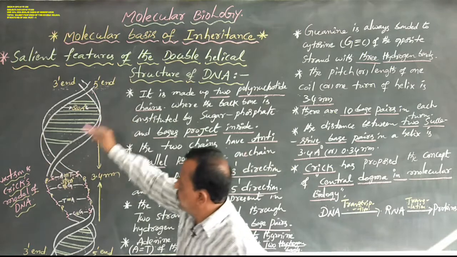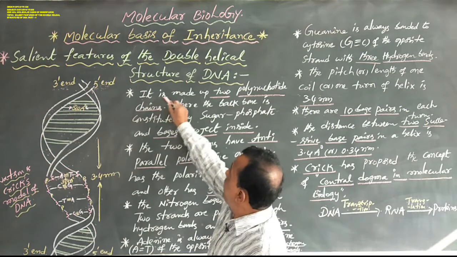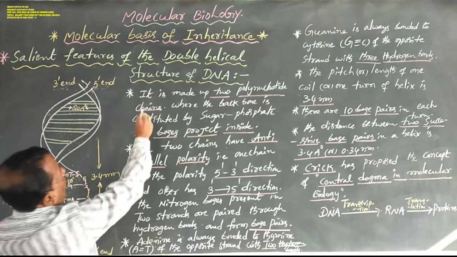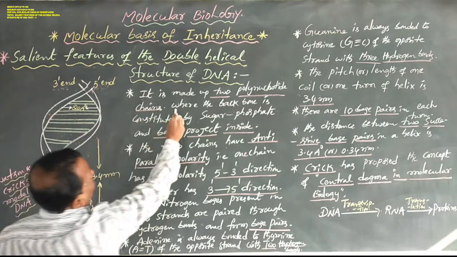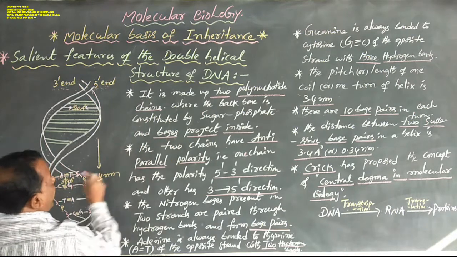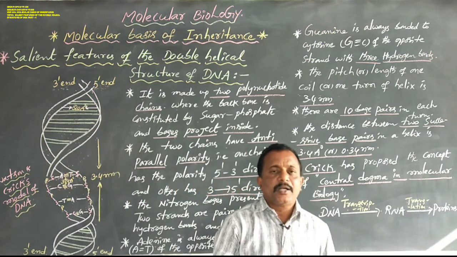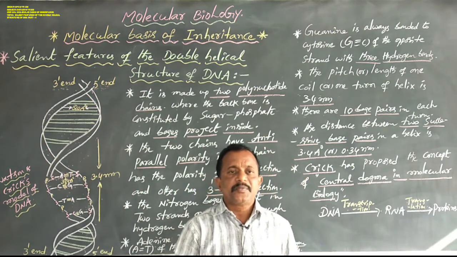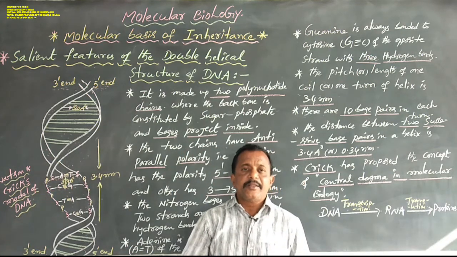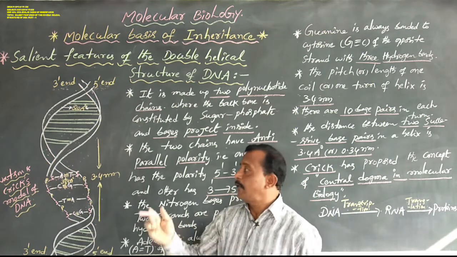Dear students, this is Watson and Crick's model of DNA. This DNA is made up of two polynucleotide chains, where the backbone is constituted by sugar and phosphate and the nitrogen bases project inside. In general, the double helical structure of the DNA molecule is made up of two polynucleotide chains, with sugar and phosphate acting as the backbone.